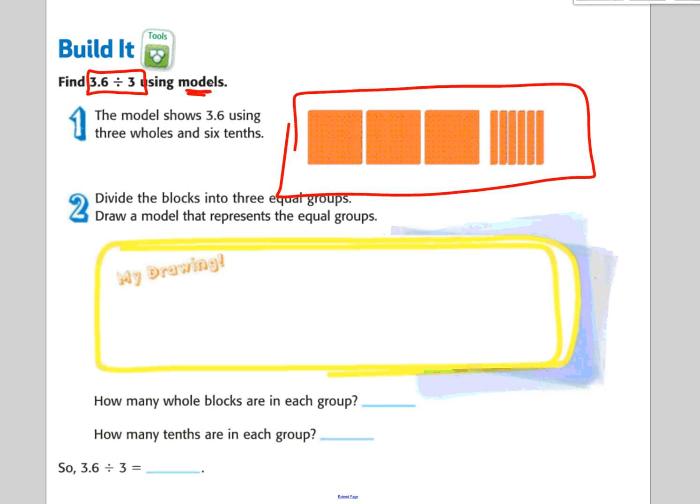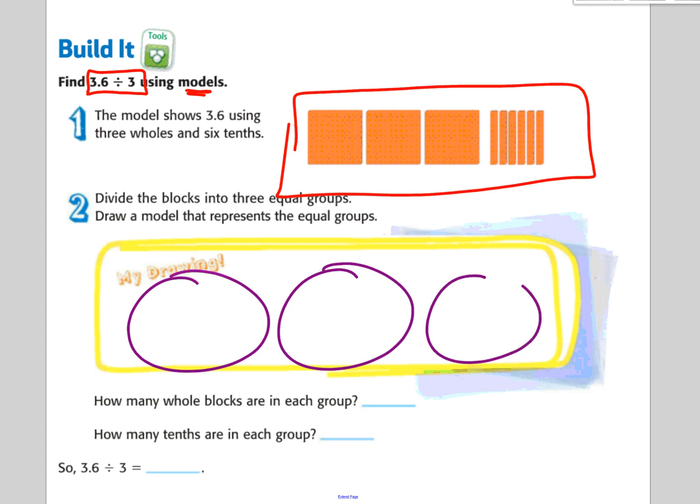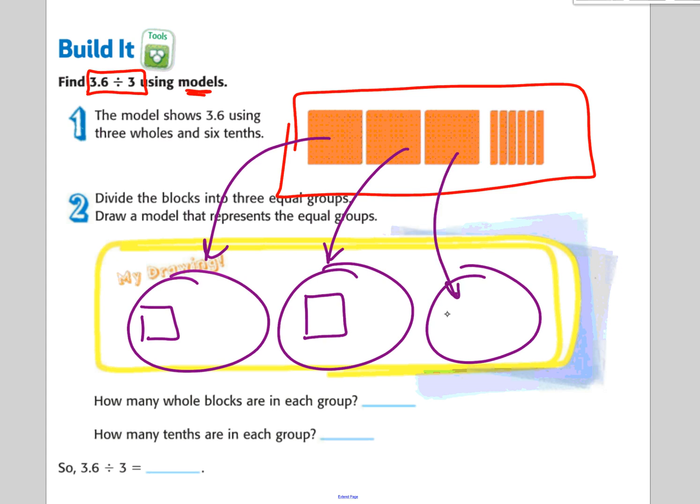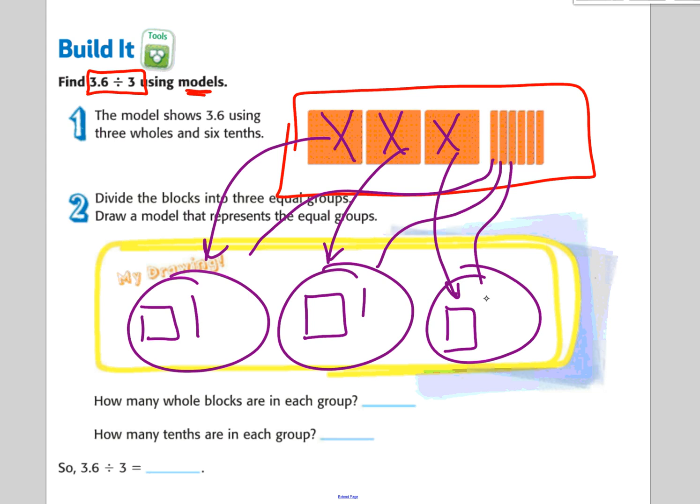So down here, what I'm going to do is I'm going to make 3 groups. And I'm going to move this into here, move this into here, and move this into here. That takes care of the 3 wholes. And now I'm going to take the first rod, the second one, the third one, and then take this one, bring it over here, this one here, and this one here.